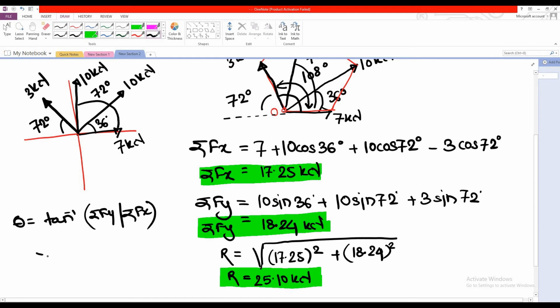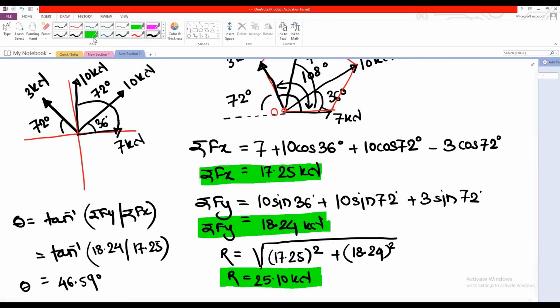Okay, from the next numerical we won't be writing each time Fx, Fy and all this. We will be directly seeing the values here. Then tan inverse of, no need to worry about the sign convention, just put the magnitude here, 17.25. Input this function into calculator and you end up with 46.59 degree. Okay, again keep it highlighted.